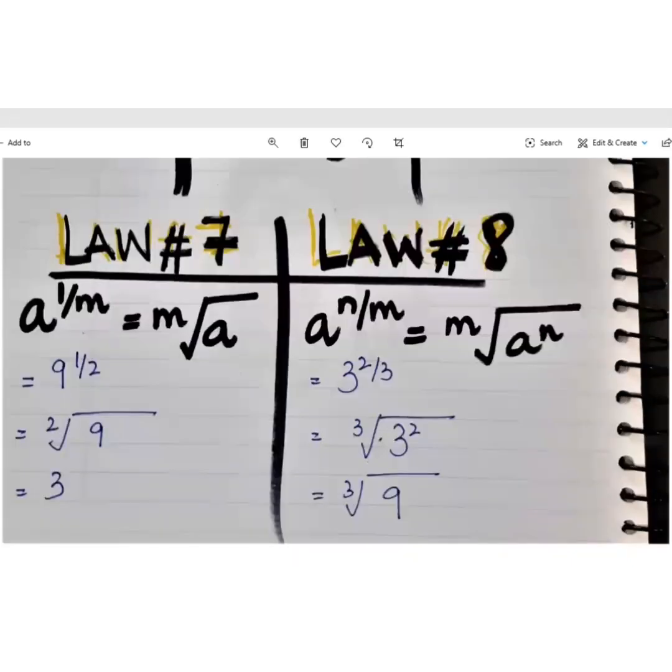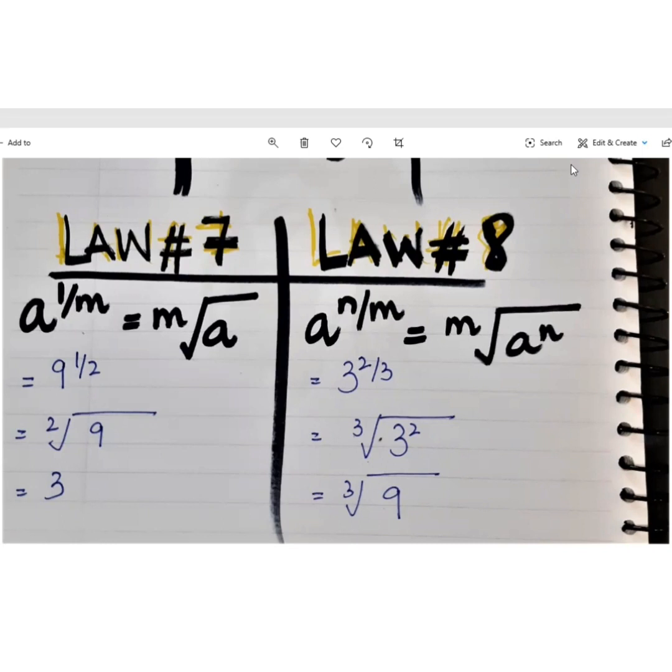Law number 7 and 8 are both about fractional indices. Law number 8 is in fact an extension of law number 7. Law number 7 states that a raised to the power 1 by m is equal to the mth root of a. So here the denominator acts as the root.